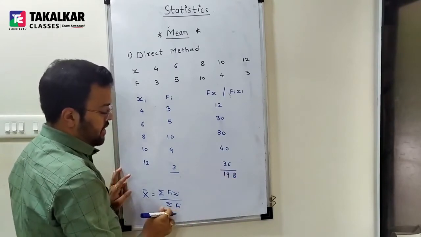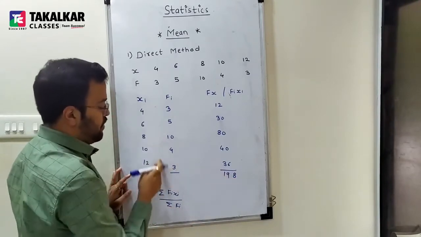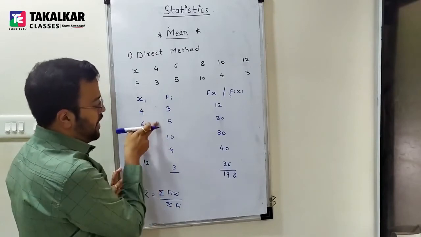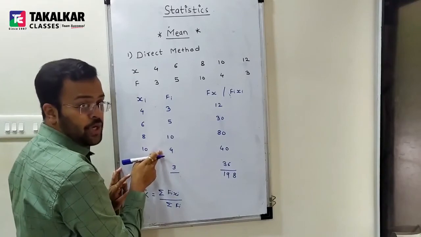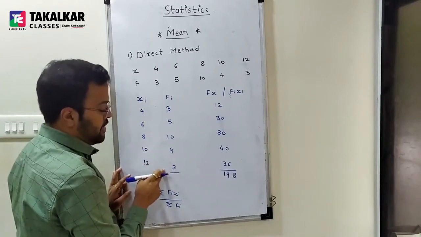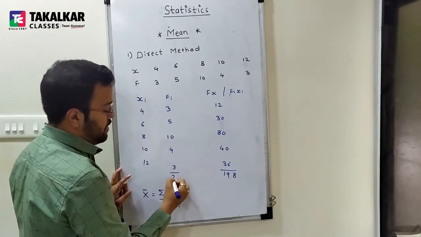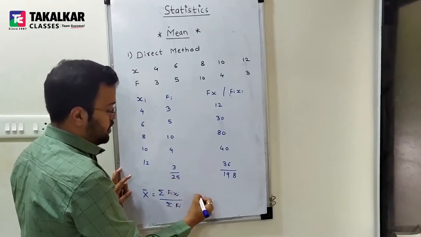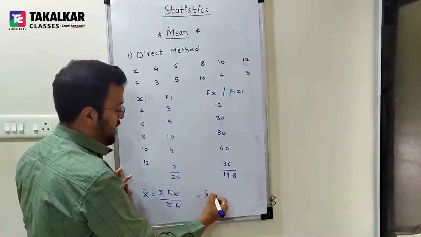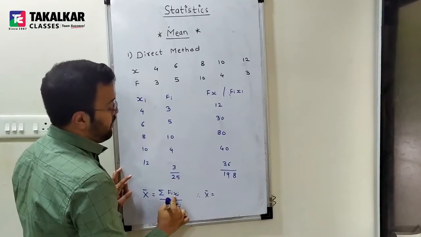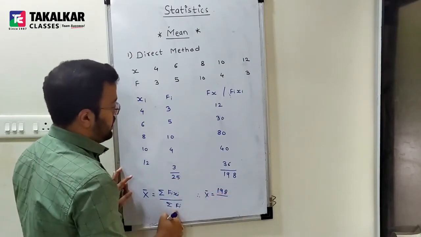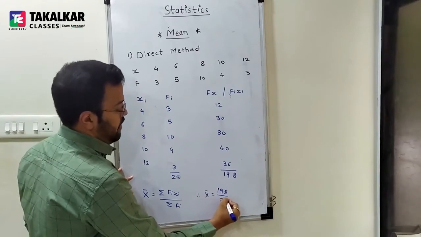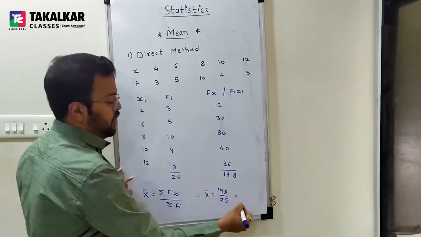What is the meaning of summation fi? Summation fi means you take addition of this column. Let's see: 5 plus 3 is 8, 8 plus 4 is 12, 12 plus 3 is 15, 15 plus 10 is 25. Just substitute the value. Therefore x bar is equal to summation fi xi, this is 198, upon summation fi, which is 25. You have to just divide by 25.